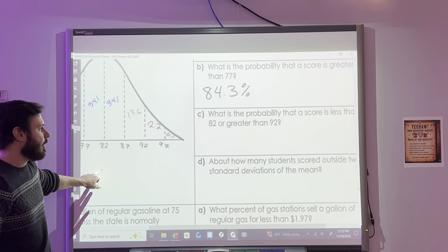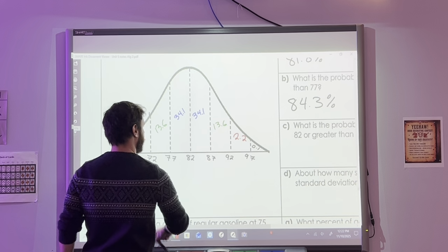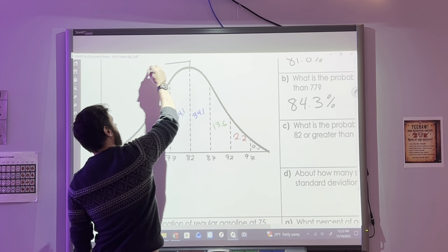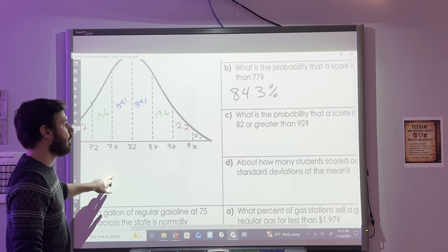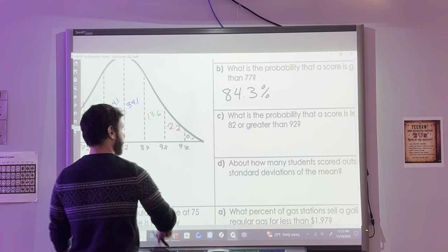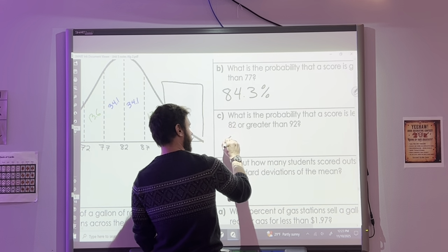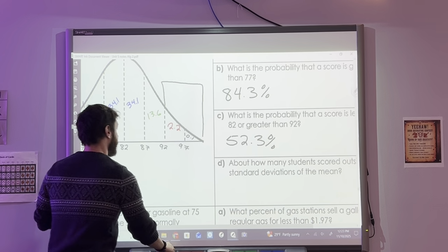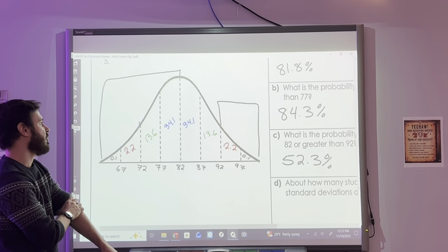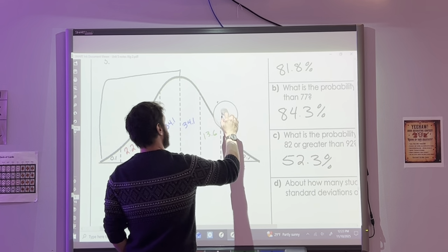What is the probability that the score is less than 82? Okay, so I want 82 and below. And what else do I want? Greater than 92. That's gonna be 52.3% if I add together all of those percent things. And then our last one.